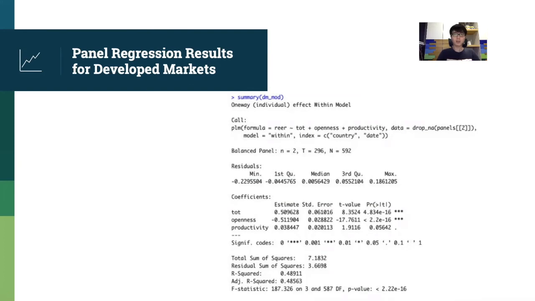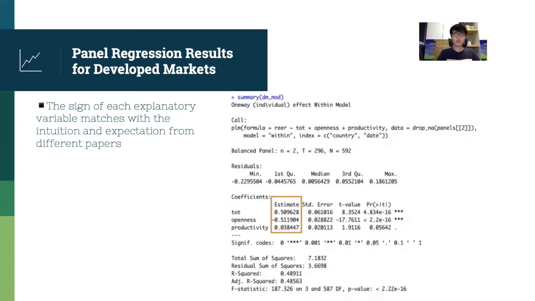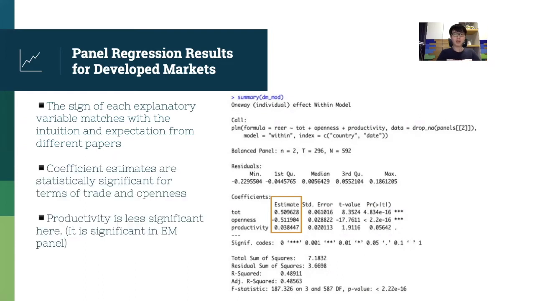Now let's go through the panel regression results by each panel. Let's first look at the developed markets panel. As we can see, the sign of each variable matches with our intuition, namely, terms of trade and productivity have positive effects on FX rate, while openness is having a negative effect. However, out of the three independent variables, only terms of trade and openness are statistically significant.